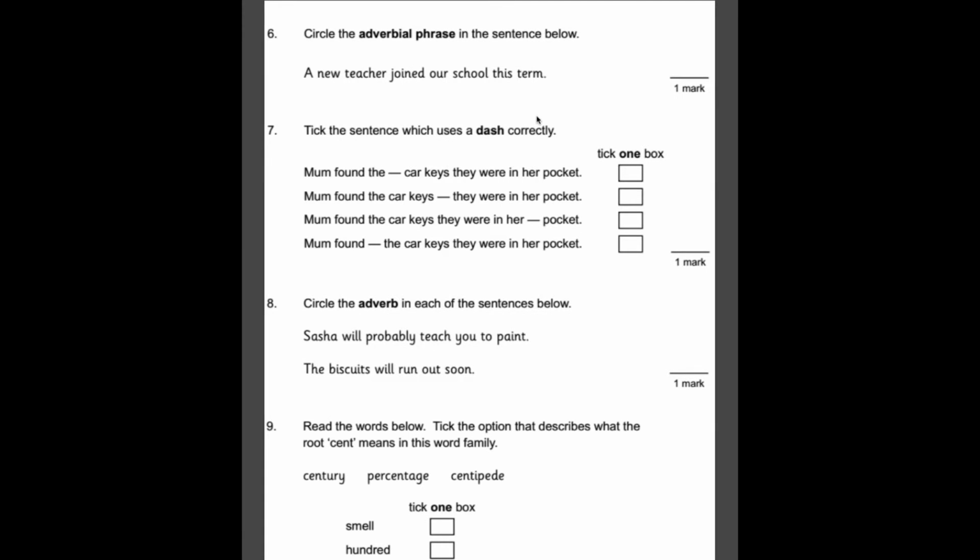Number 6, circle the adverbial phrase in the sentence below. Remember, a phrase is a group of words, it's not a full sentence, and likewise it's not just one word. An adverb gives us when, where, or how something is taking place. So if we read the sentence, a new teacher joined our school this term. When did they join the school? They joined this term. So you need to have both of those words circled to get the mark.